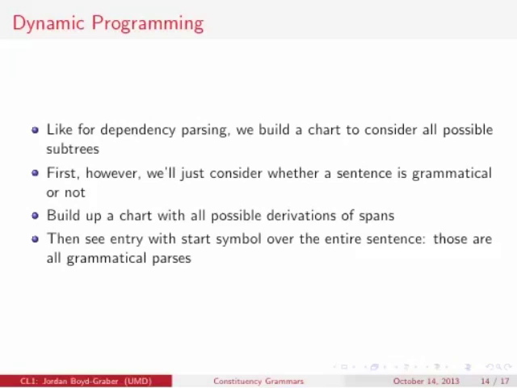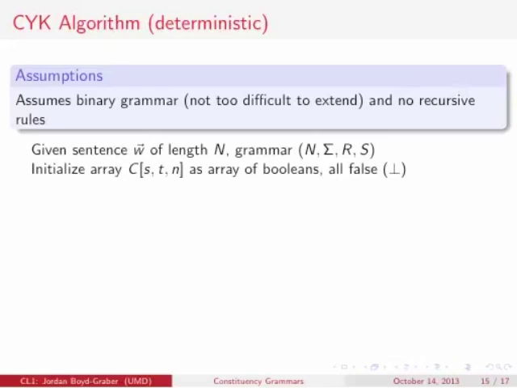Algorithmically, we're going to do something very similar to what we did for the dependency parses. And eventually we'll get to the notion of probabilities, but first we'll just consider the question of whether a sentence is grammatical or not. And to do this, we'll build up a chart with all of the possible derivations of given spans, and then we'll just check to see whether there is a derivation that covers the entire sentence, and that will tell us whether the sentence is grammatical or not. What we're taking a look at is something called the CYK algorithm. This is named for Cook-Younger-Kasami.